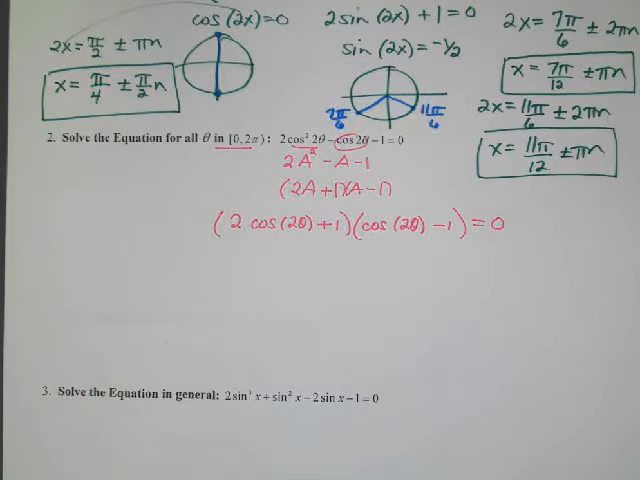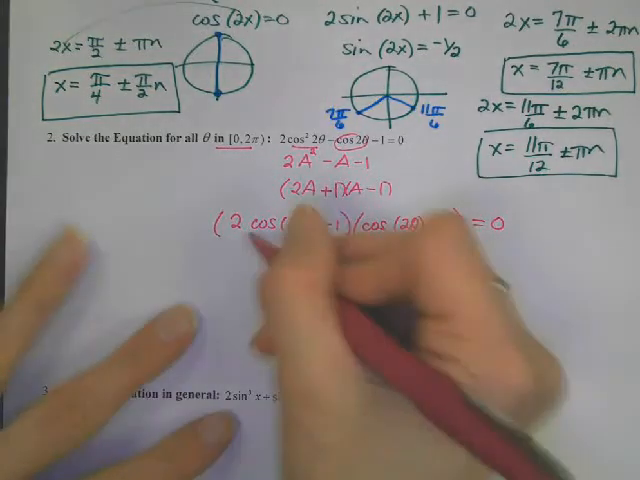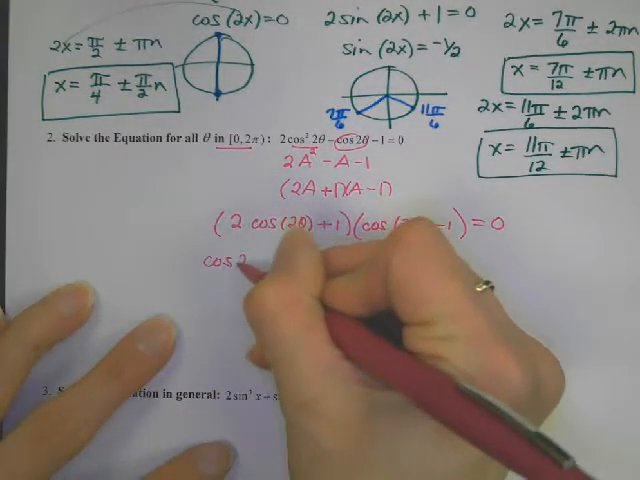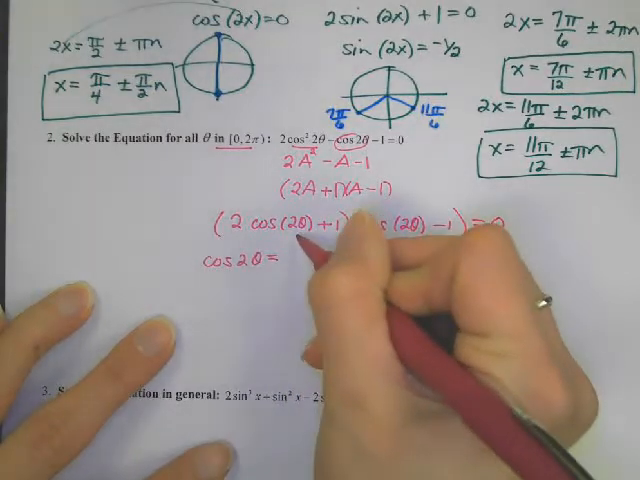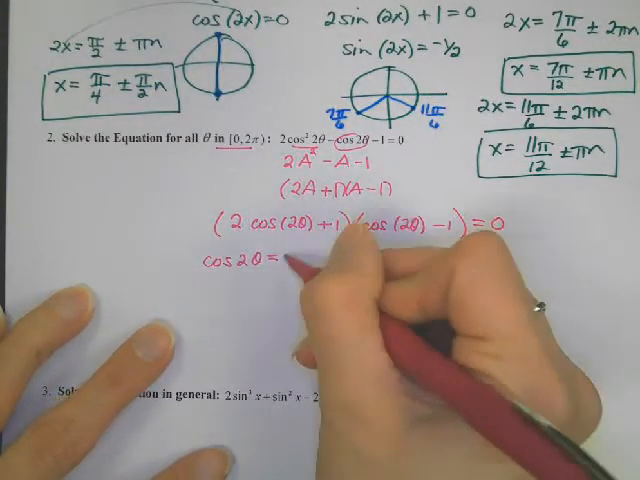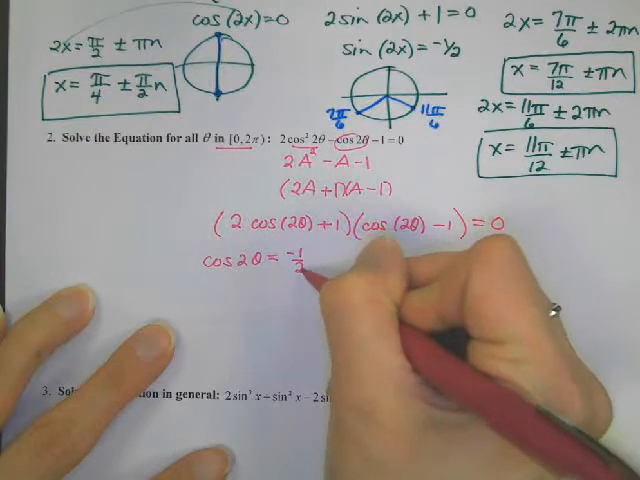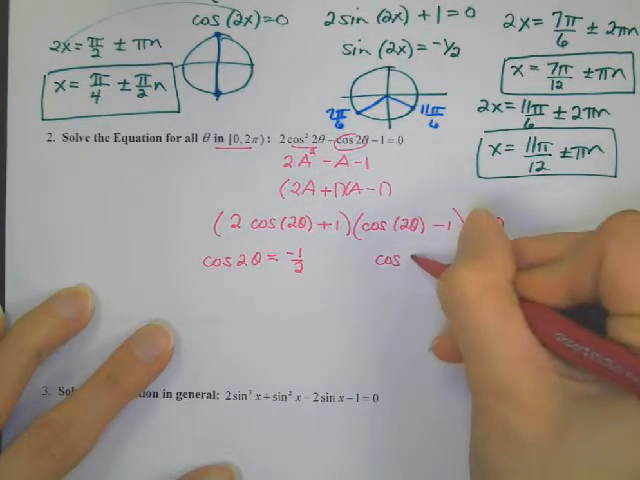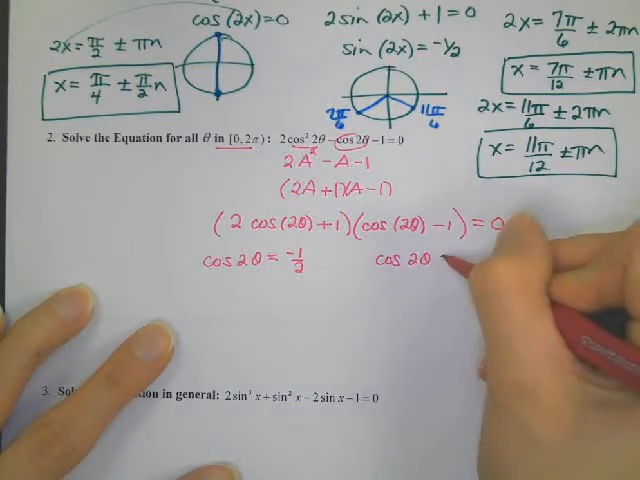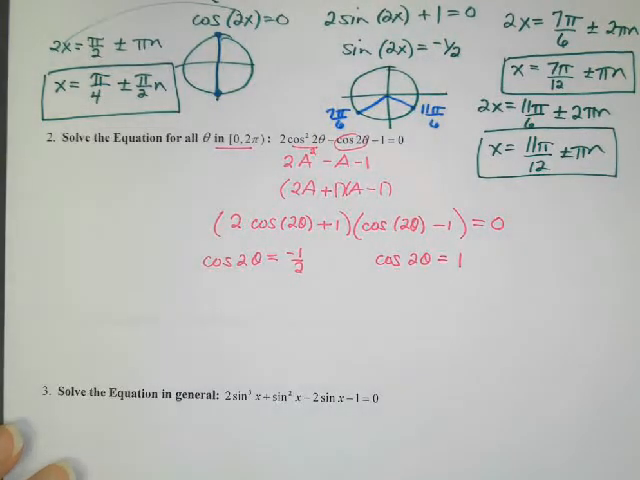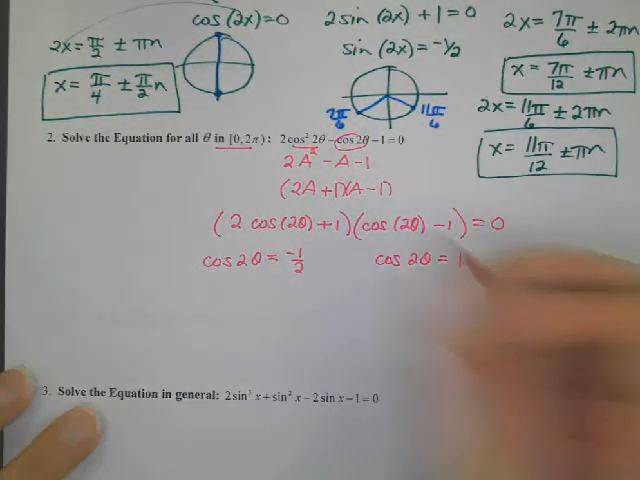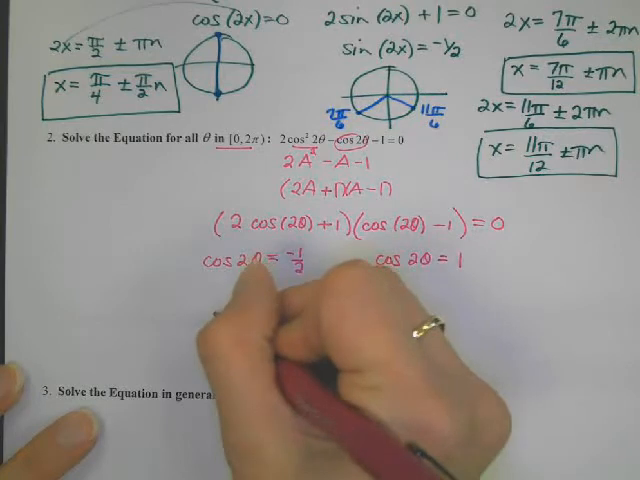So now we can do the zero product property. So either cosine of 2 theta equals negative 1/2, or cosine of 2 theta equals 1. Okay, mini unit circle time.